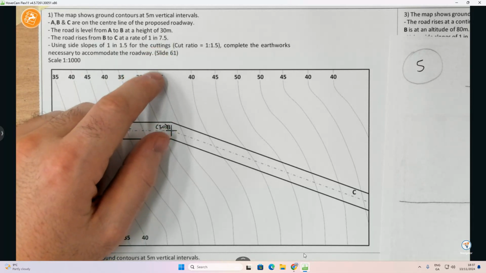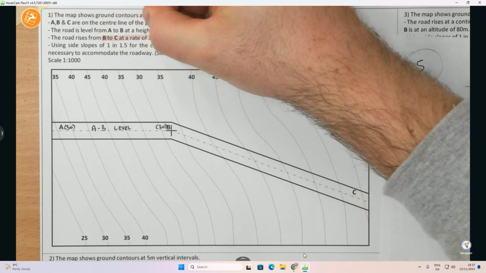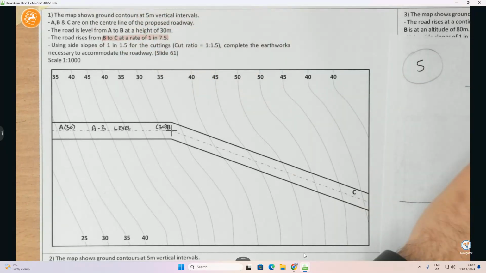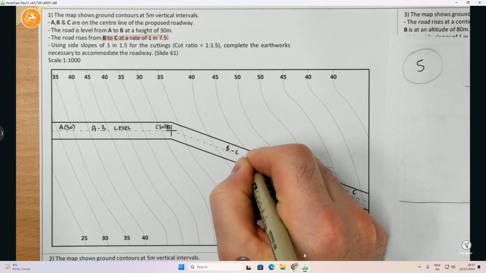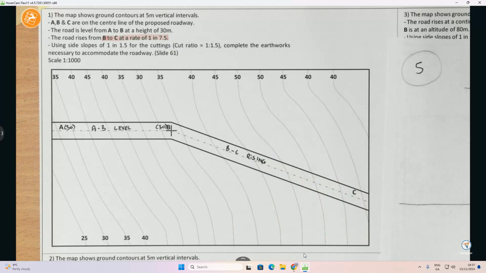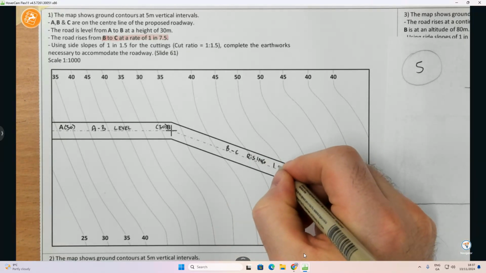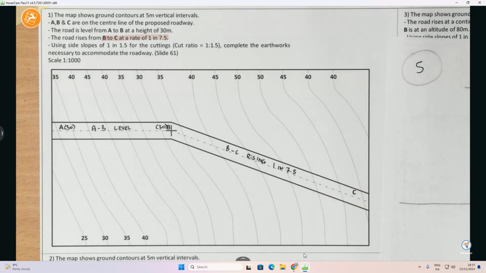So that is key information: from B to C, it rises at a rate of 1 in 7.5. We'll get onto that. So B to C rising, and if you want, put in 1 in 7.5. So for every 1 meter I go in height, I travel along the road 7.5 meters.